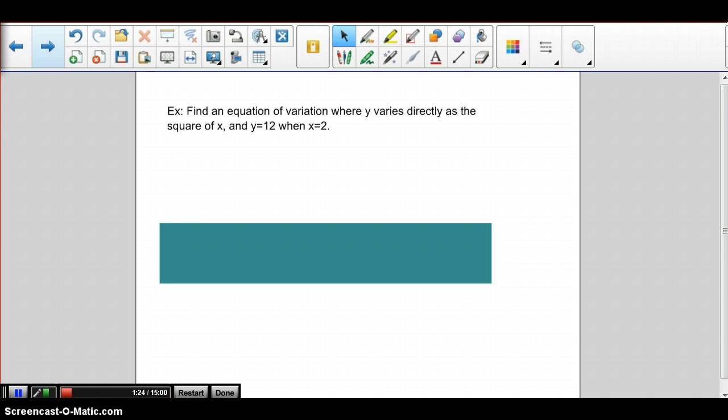Find an equation of variation where y varies directly, direct variation, as the square of x and y equals 12 when x equals 2. Okay, so we're given that y is going to equal 12, and we're also given that x equals 2. So we're looking for an equation. Find an equation. Okay, well we know that our direct quadratic variation equation will look like y equals kx squared. That's what we just defined on the previous page.